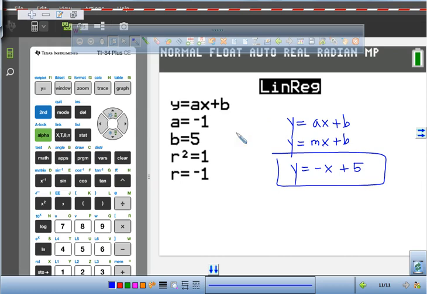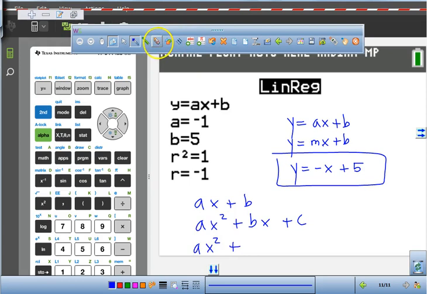Because in the graphing calculator, like in quadratics, it'll be ax squared plus bx plus c. We're going to get there. Linear equations are ax plus b. Cubic equations are ax cubed plus bx squared plus cx plus d.